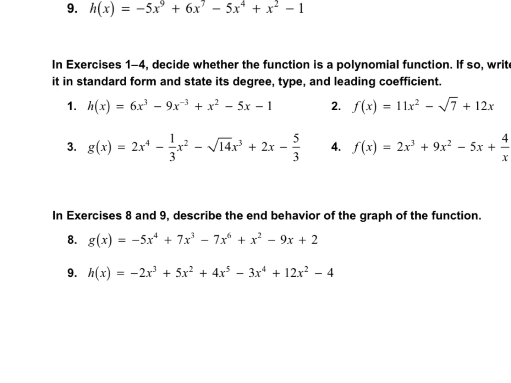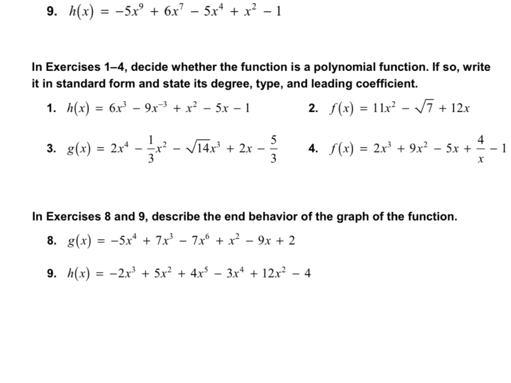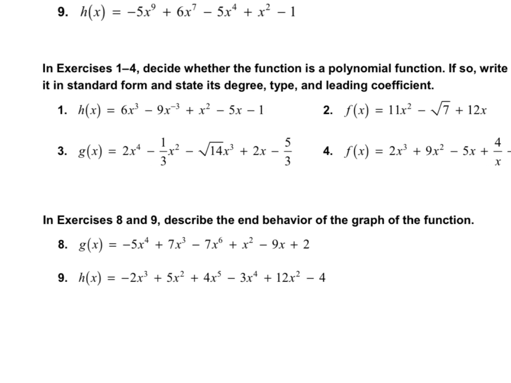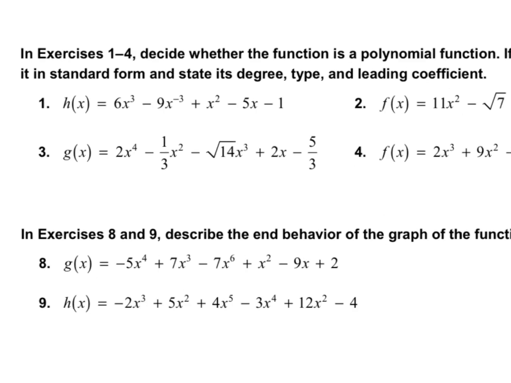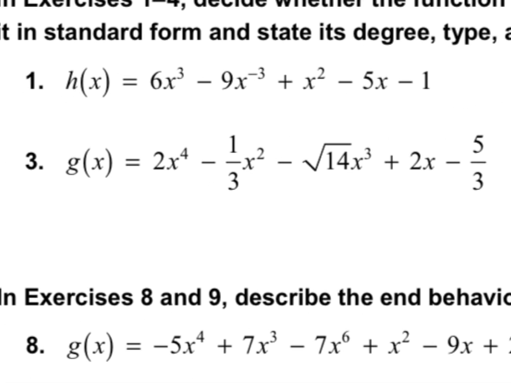So we have to decide whether the function is a polynomial function. If so, write it in standard form and state its degree, type, and leading coefficient. So for number 1 on the bottom half of the page, is this a polynomial? No. Why not? Because it has a negative exponent. So this is not a polynomial.